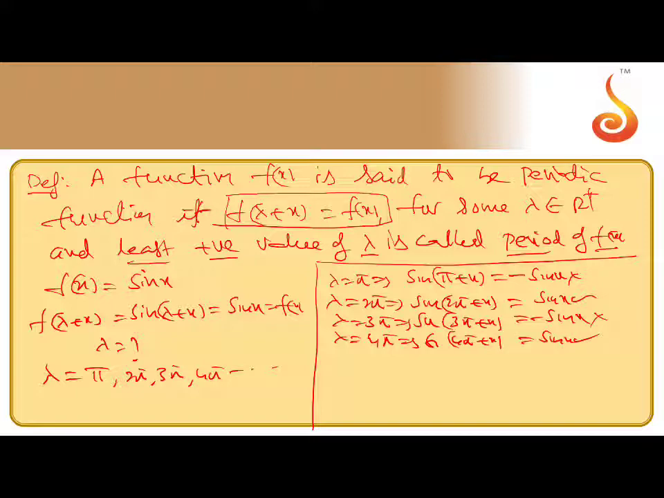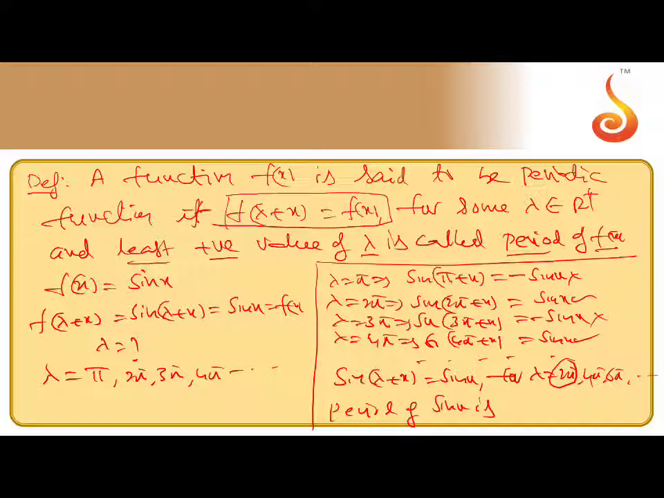That means 2 pi plus x, 4 pi plus x, 6 pi plus x and so on belong to the first quadrant. In that case, sin of lambda plus x equals sin x only. So you can say sin of lambda plus x equals sin x for the values of lambda 2 pi, 4 pi, 6 pi and so on. That means sin x is a periodic function. What is the period of sin x? You can take the period as the least value of lambda. There are so many values of lambda with sin of lambda plus x equal to sin x.